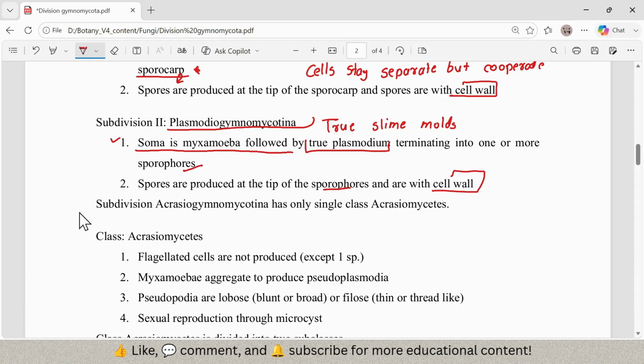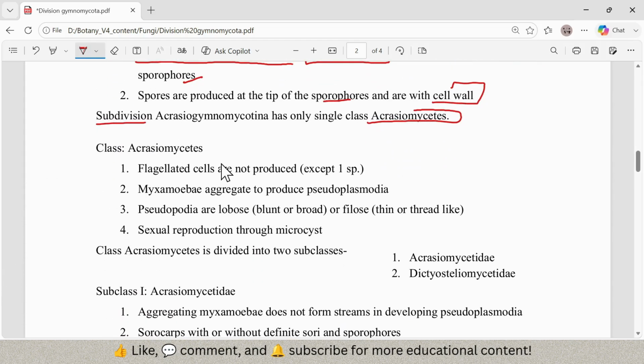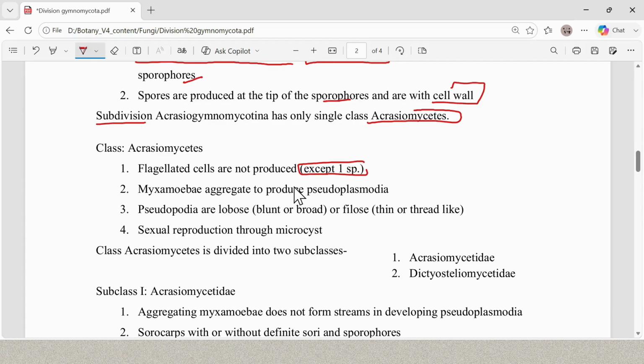Now next is class of Acrasiogymnomycotina. Subdivision Acrasiogymnomycotina has a single class, Acrasiomycetes. In case of Acrasiomycetes, you will know flagellated cells are produced, but there is one exception. So, except one species, mixed amoebae aggregate to produce pseudoplasmodium.